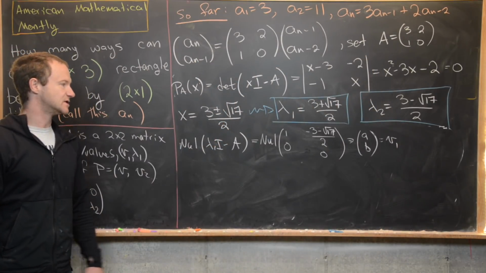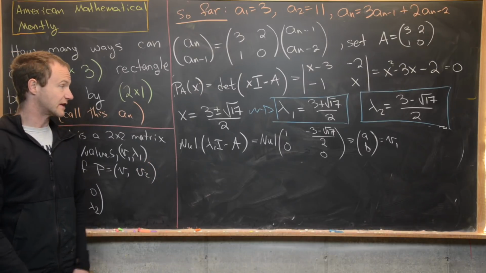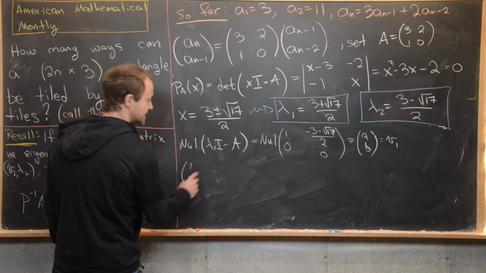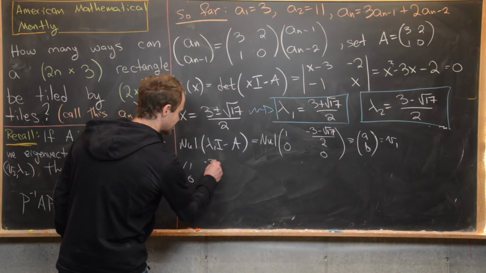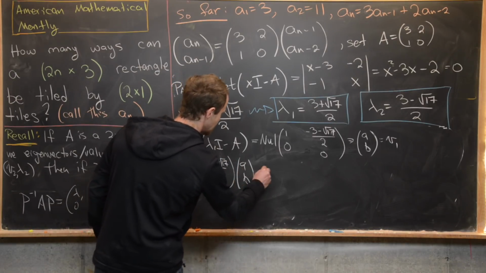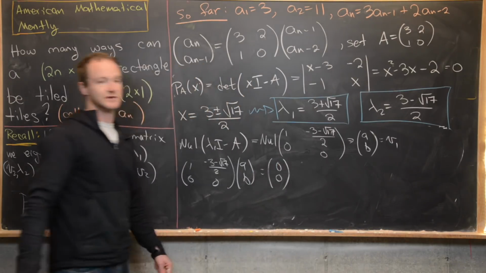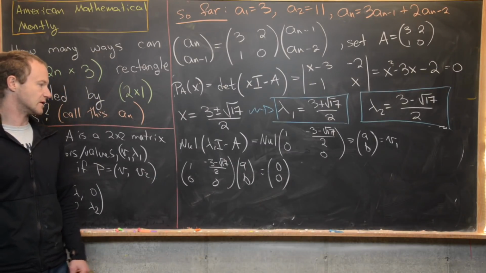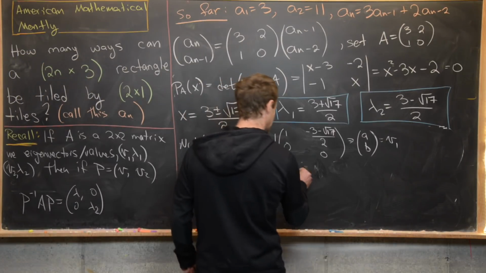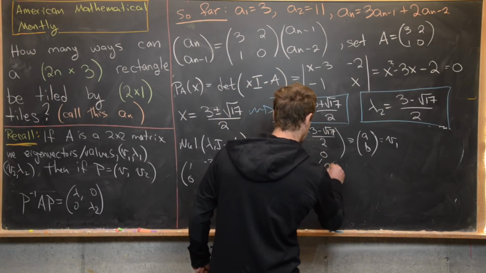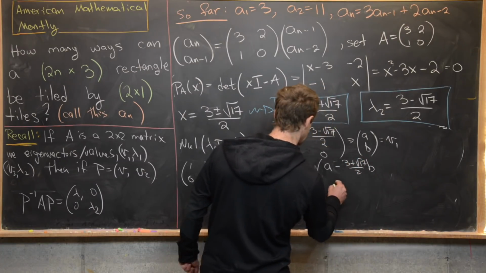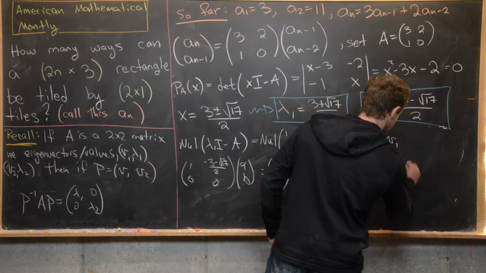But being inside this null space means that we are obliterated or annihilated by this matrix. In other words, we know that this matrix 1, 0, minus (3 minus root 17) over 2, 0 times (a, b) must give us the 0 vector, 0, 0. That's the definition of being in the null space. But now by matrix-vector multiplication, we can see that that tells us that a minus (3 plus root 17) over 2 times b, 0, is equal to the 0 vector.